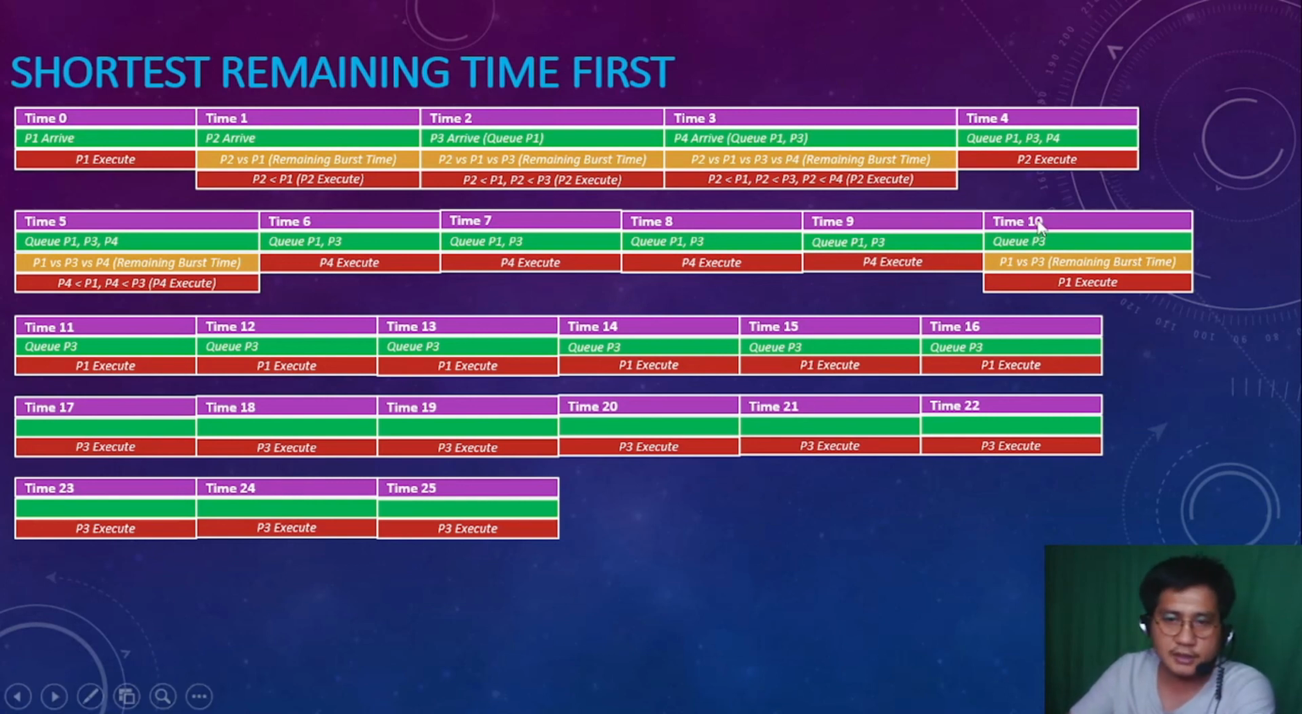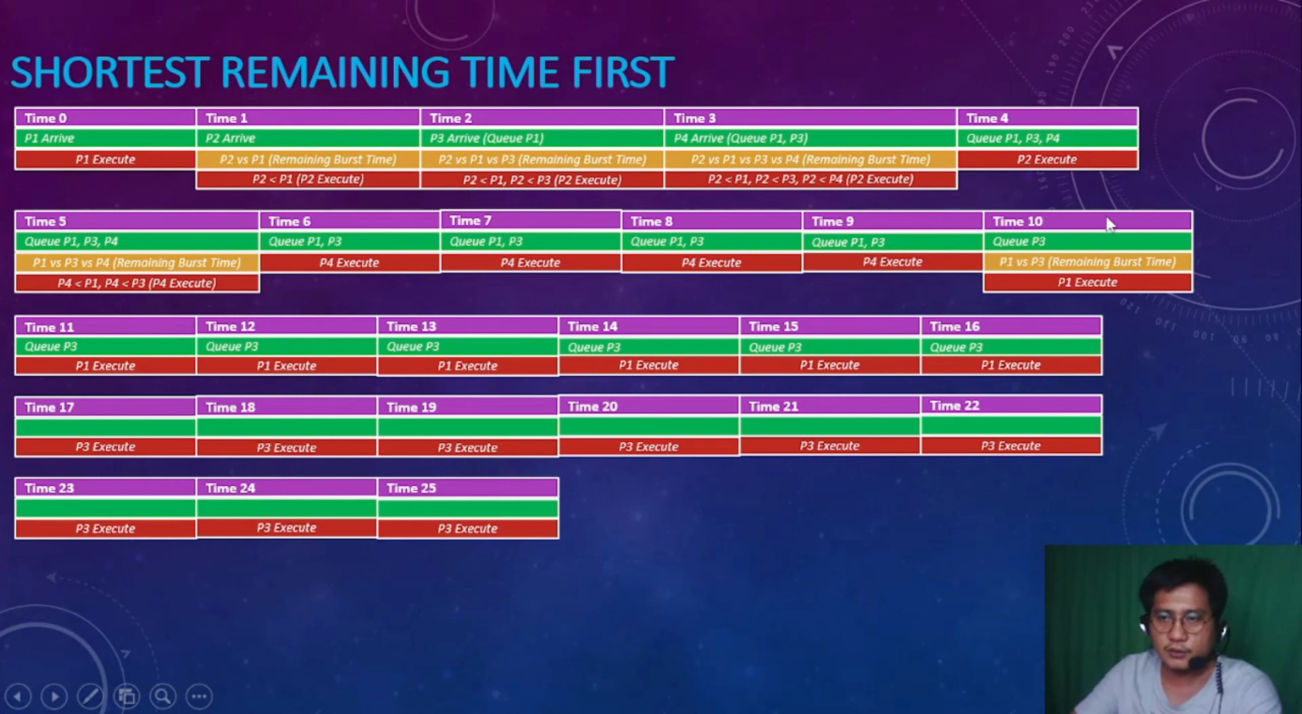From time 10 up to time 16, as you can see here in the Gantt chart, process 1 is being executed in the central processing unit. If we count from time 10, we get 1, 2, 3, 4, 5, 6, 7, plus the first time it was executed in the central processing unit at time 0. That totals 8 execution time, or 8 slices of time, or 8 burst time.